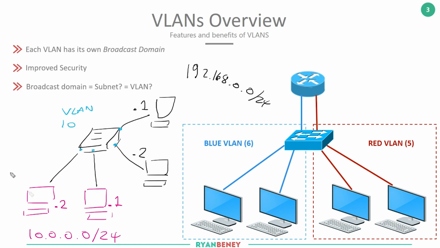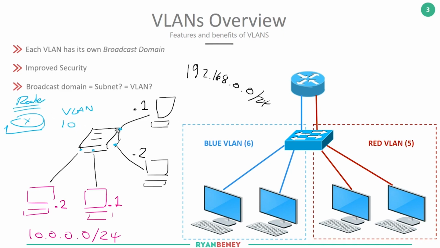Now, this is something you want to avoid. And the reason you want to avoid it is because this does not mean that 192.168.0.0/24 can now communicate with 10.0.0.0/24. That's not the case here. It still needs to go through a layer 3 device, which is a router, in order to reach the destination.